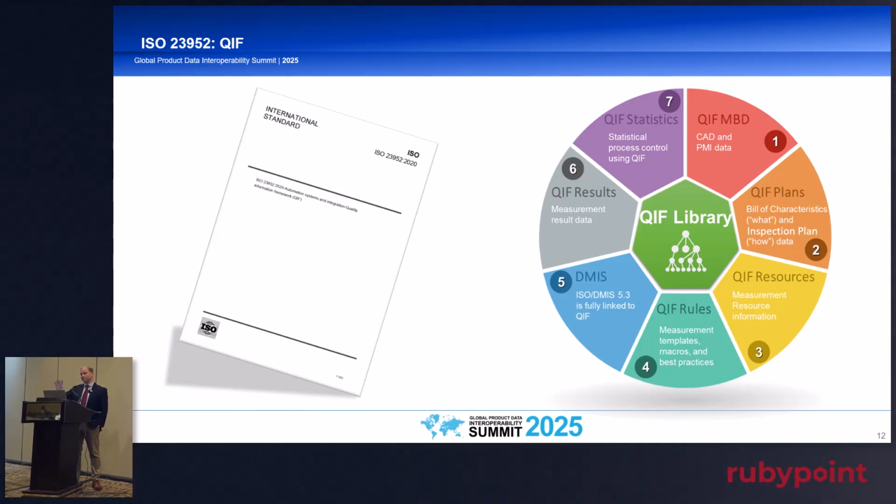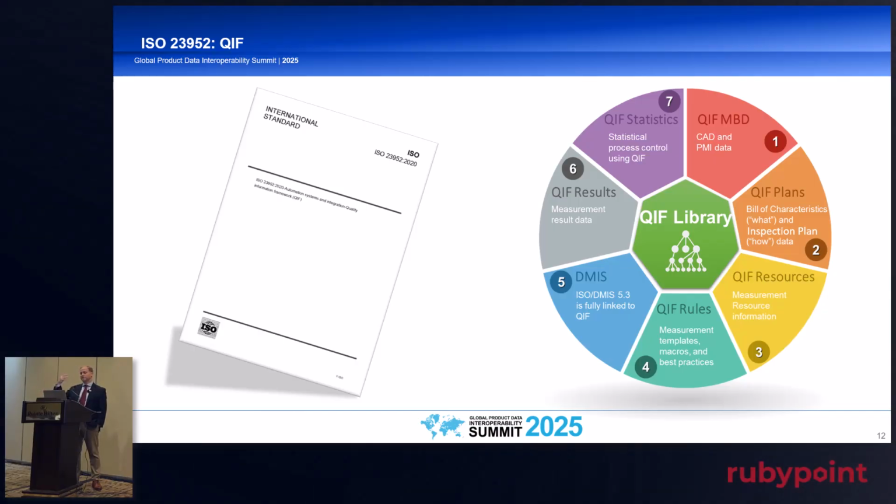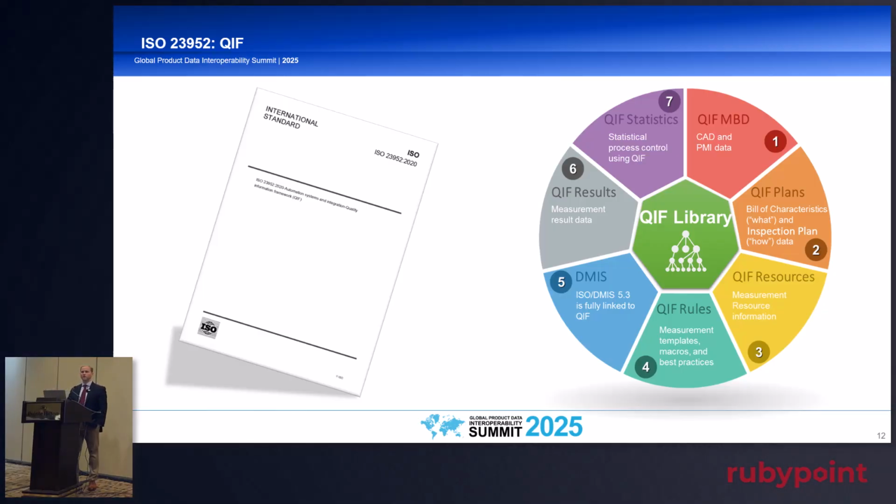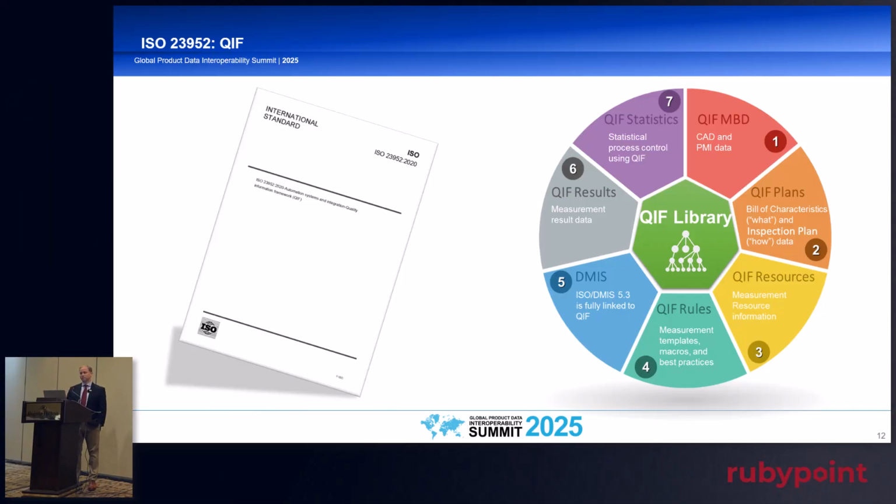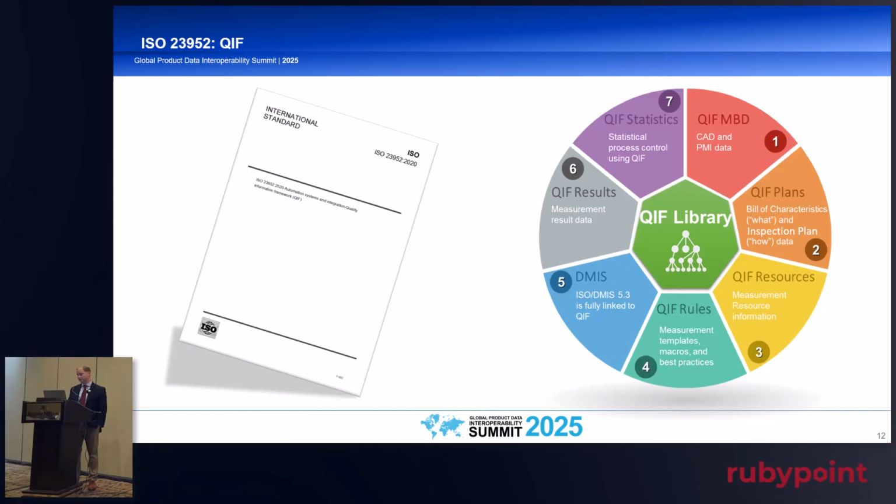So you've probably seen this diagram here, the QIF library. It has all these various domains, starting from MBD, plans, measurement plans, resources, meaning what devices do I have available to do inspection, and rules, just best practices that you might enshrine. DMIS is mentioned here. That's not QIF, but it is another sister standard to QIF that's governed by the DMSC, and it's been harmonized with QIF. And then we have QIF results for capturing actual inspection data, and statistics for being able to carry out some statistics on the data. So that's QIF in a nutshell, the domains that QIF can satisfy.